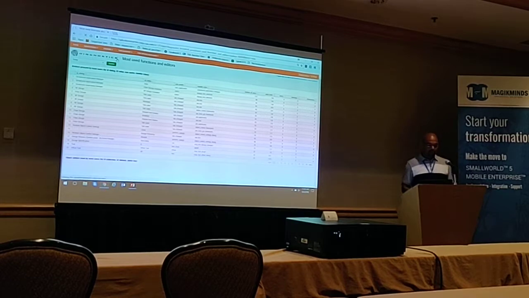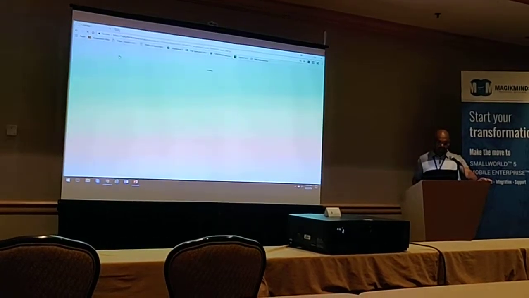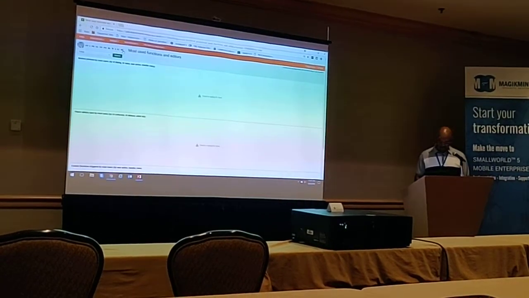This is one of the things that we've implemented here: the custom functions and editors. I think this is one of my favorites, to be honest with you.